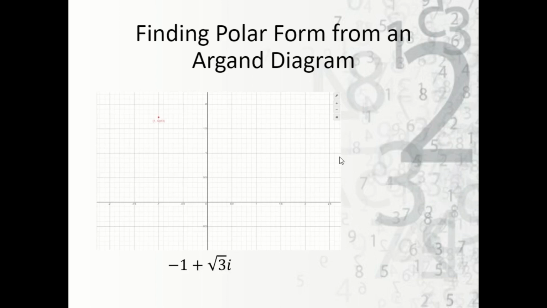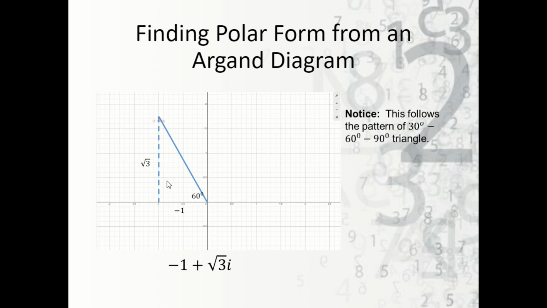So for instance, we have a point here that's at -1, square root of 3. So this is -1 plus square root of 3i, and we want to find the polar form. We should recognize that we can draw a triangle here. So we draw a line. This represents our radius, from 0 to here. We should notice that this is -1 and this is square root of 3. So we know that this is a 60-degree angle here because it follows a pattern of 1, square root of 3, 2.